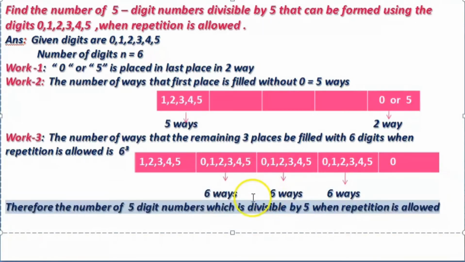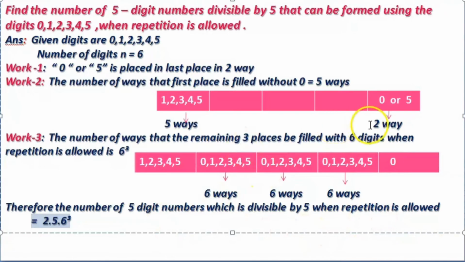And then the number of 5-digit numbers which are divisible by 5, when repetition is allowed, is 2 into 5 into 6 cubed. Therefore, this is equal to 2160. This is the answer. This is the way we have to represent the answer. W1 is 2 ways, W2 is 5 ways, W3 is 6 cubed ways.